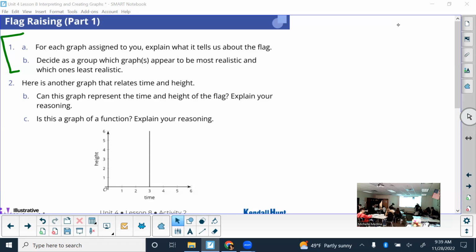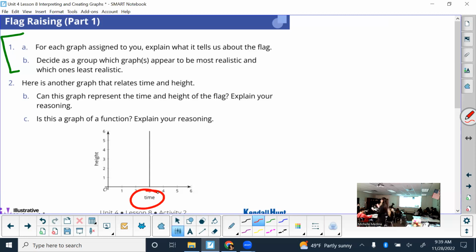Any other reasons? Yes? Still one important one that I haven't heard yet, so anyone know? Yes, time should start at 0. It doesn't just jump to 3. Especially if time is representing time after they started raising it, time should start at 0. Or whatever increment they say, but there's no way it just starts at 3 and ends at 3 when we're talking about time. Now, is this a function? Yes or no?